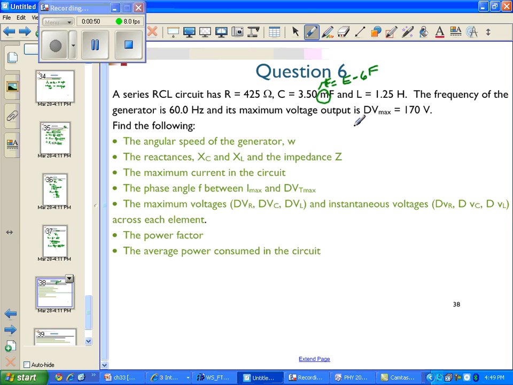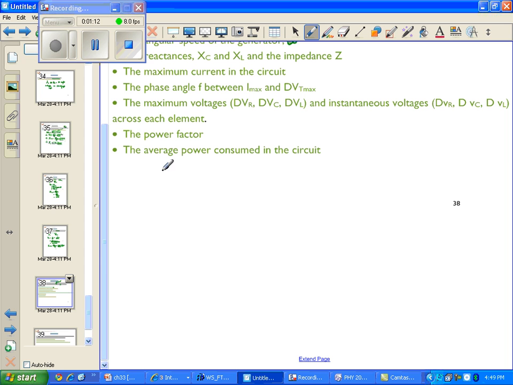The frequency of the generator has been given to us as 60 Hertz, and we're told that the maximum voltage from the generator, this is a delta, is delta V max 170 volts. And we're asked to determine the following quantities. The angular speed of the generator, omega, well, let's call this part A.